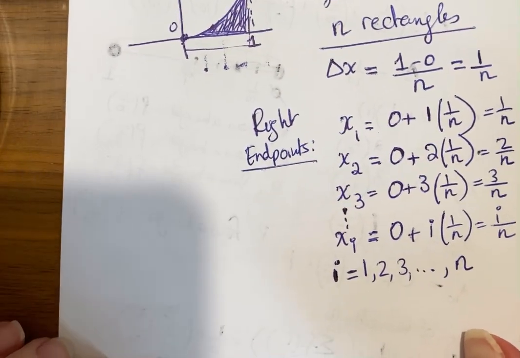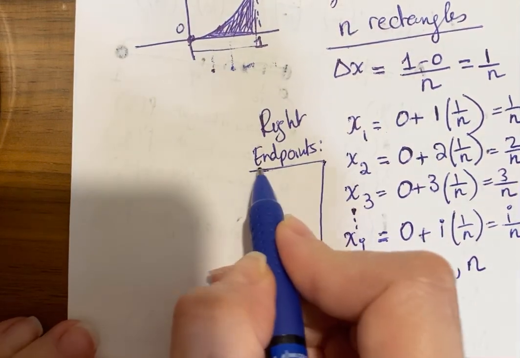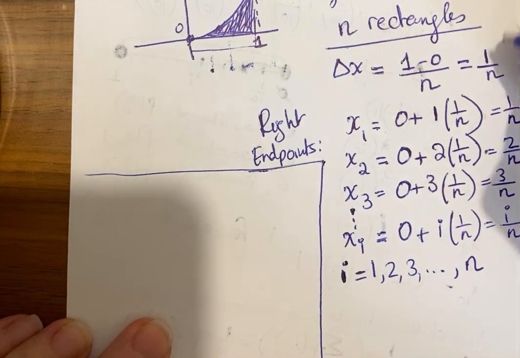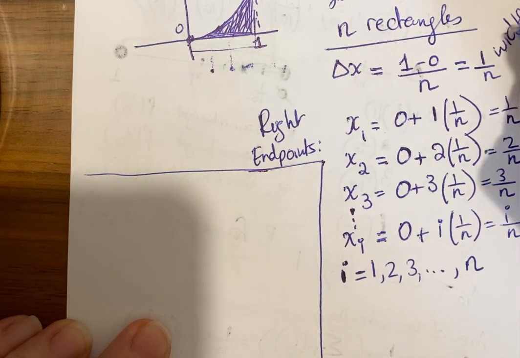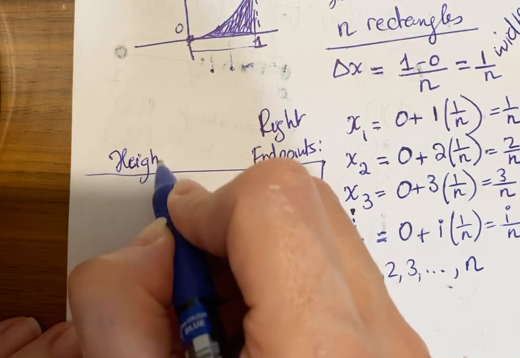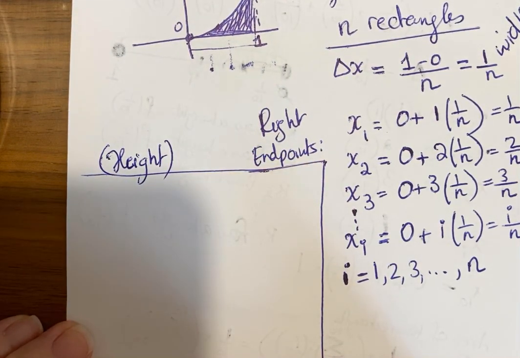In order for me to calculate the areas of the rectangles, what do I want? I want the width of the rectangle, which is a constant. It's 1 over n. This is the width of every rectangle. Now, what do I want also to add the sums of the areas of the rectangles? I want the height of every rectangle.